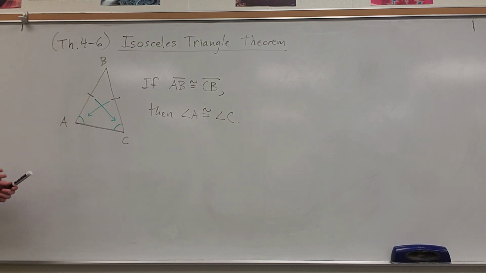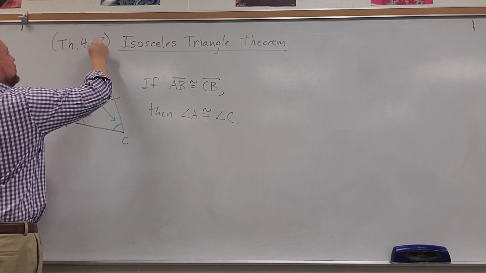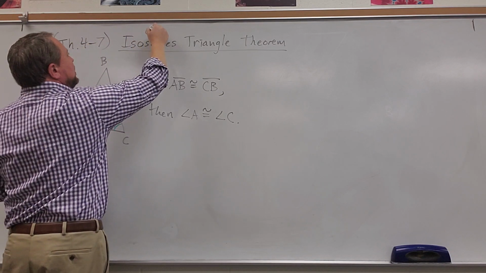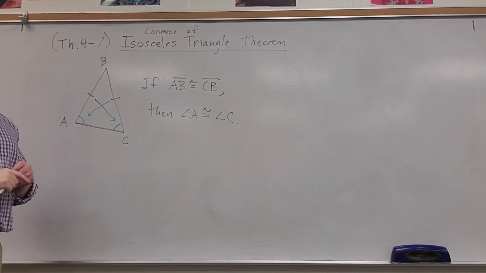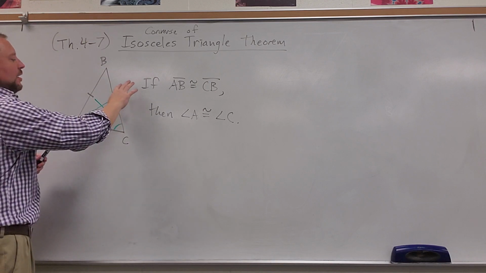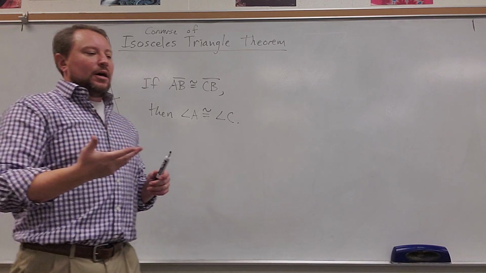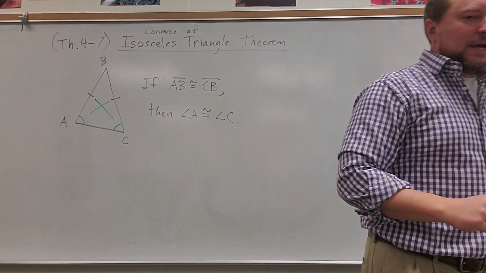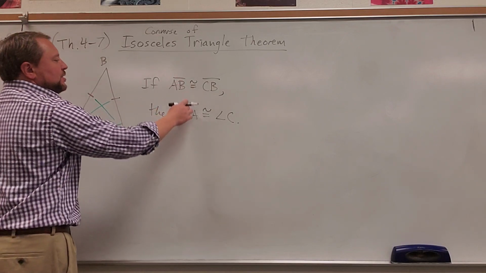Now theorem 4-7 is just the converse of this. So theorem 4-7 is the converse of the isosceles triangle theorem. In that case, the arrows are going to change up just a little bit here, and also the statements I made are going to change up a little bit too. So we're going to switch these around.